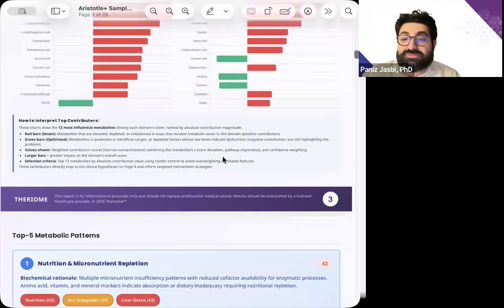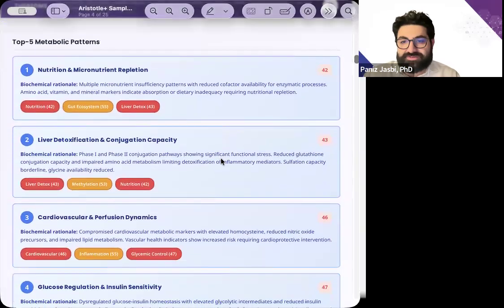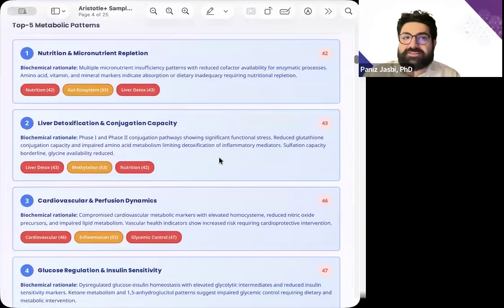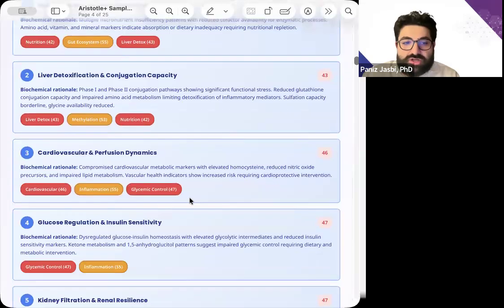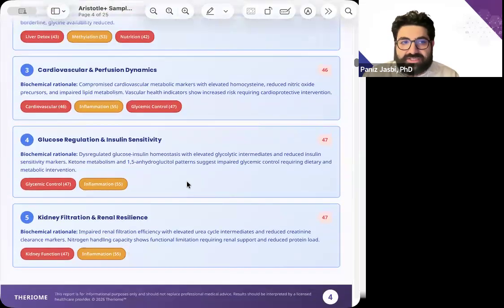Now, let's go to page 4, where a lot of this interpretation is done, where we're converting the report into working hypotheses. This is where we present the top 5 metabolic patterns. This is your clinical reasoning map, okay? Each pattern includes a short biochemical rationale and shows which domains it's supporting. So in this sample report, the top patterns include nutrition and micronutrient repletion, liver detoxification and conjugation capacity, cardiovascular and perfusion dynamics, glucose regulation and insulin sensitivity, and kidney filtration and renal resilience, okay?